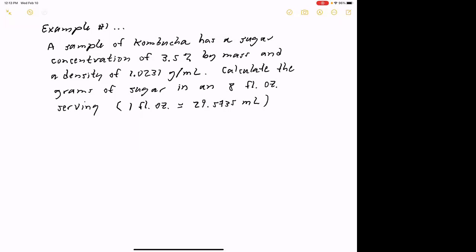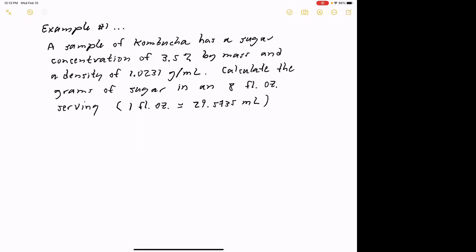Okay, so this is a real world problem, and this is actually based on pretty much real data that my student and I get. So it says here a sample of kombucha has a sugar concentration of 3.5% by mass, and that's a measurement we can make independently of the kombucha. And the kombucha itself has a density of 1.0231 grams per milliliter. We want to calculate for a food label, for example, the grams of sugar in an 8 fluid ounce serving, which is sort of a standard serving size of the beverage.